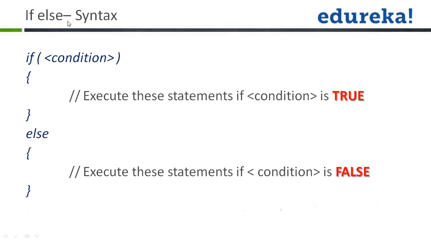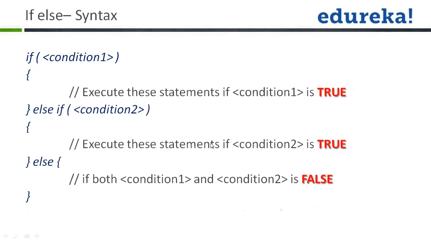Let's move on. We come to the if else syntax. In if else, when you place the else part, you know that if the condition is true, it will execute the if block, but if the condition turns out to be false, it will come to the else block this time and execute these statements. As you can see, execute these statements if the condition is true, execute these statements if the condition is false.